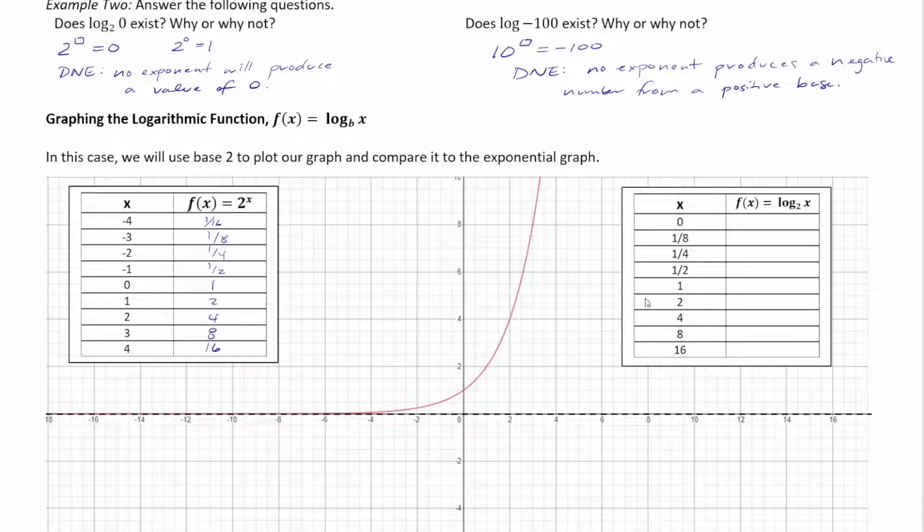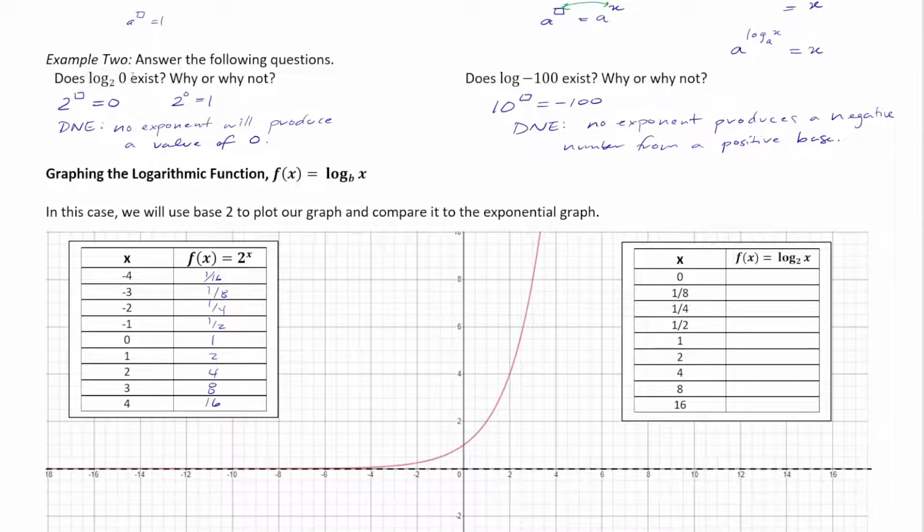What we'll do now is we'll take a look at the inverse, right? So log x base 2. When x is equal to 0, remember, we just said log 0 base 2 does not exist. So when x is equal to 0, there's no value. This does not exist.